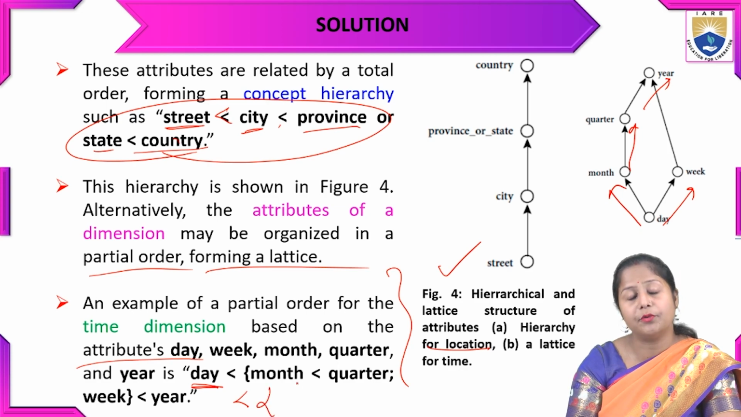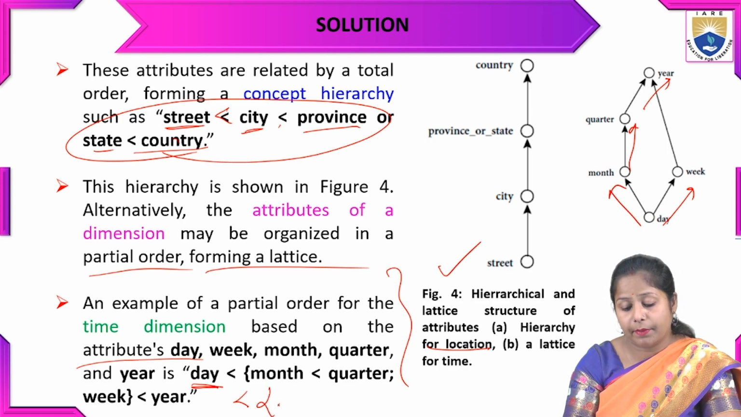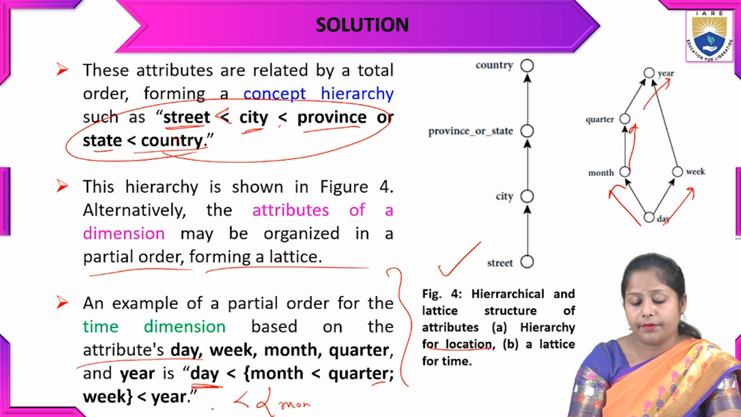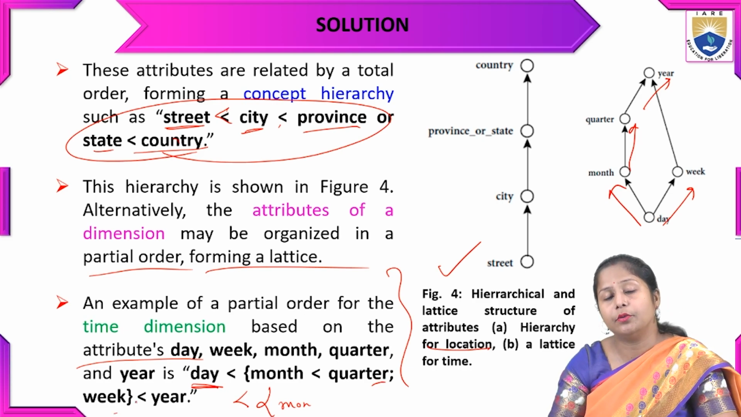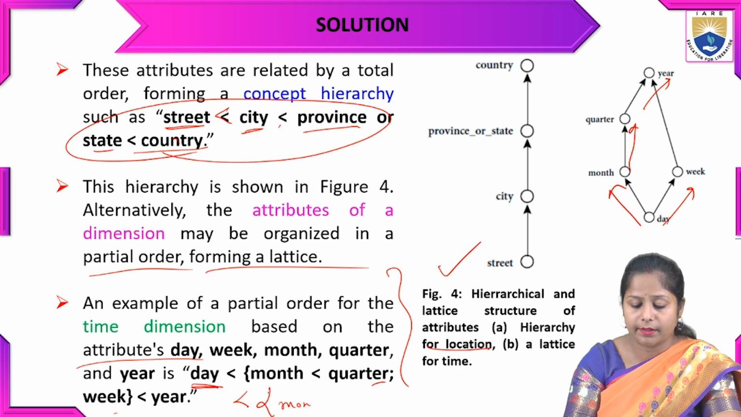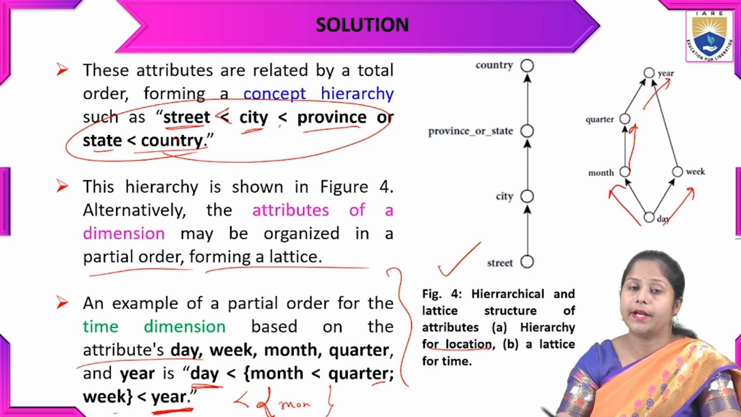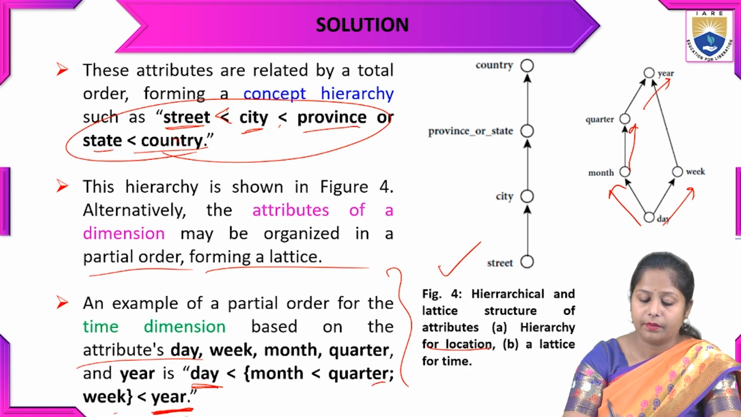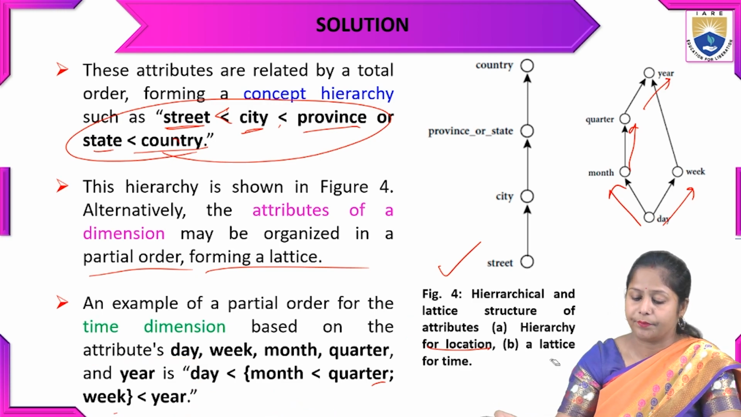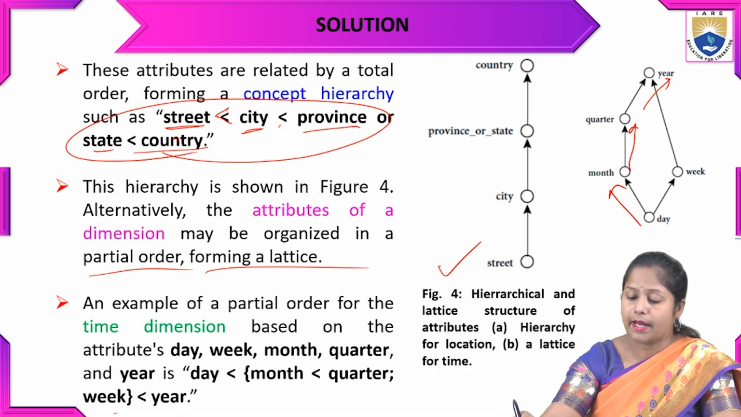Then we have to combine that. So the month, quarter and week will be combined into one square, the curly braces. Now the last level will be the year. So like this we have to write the lattice structure for the time dimension. That was for the time dimension.